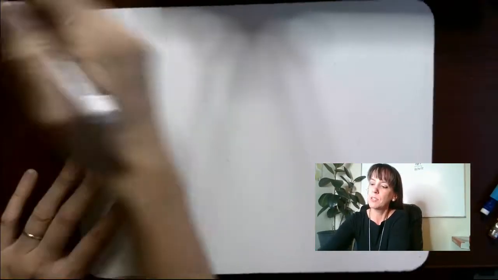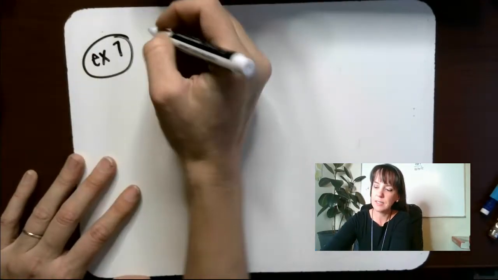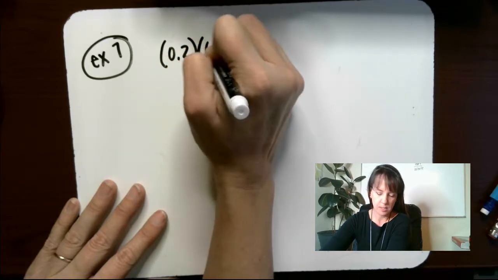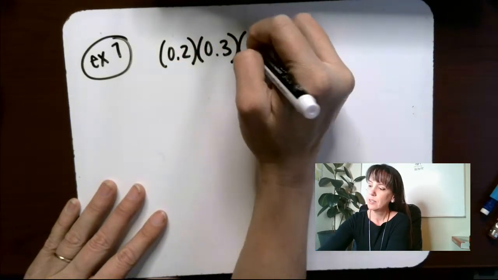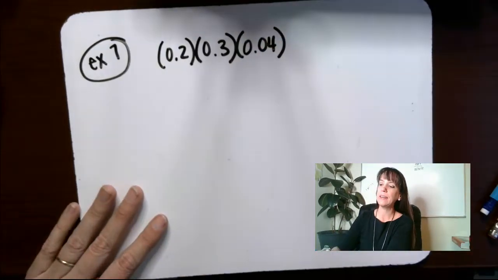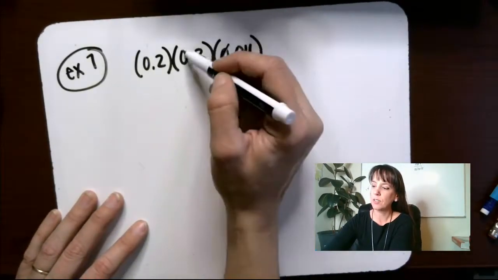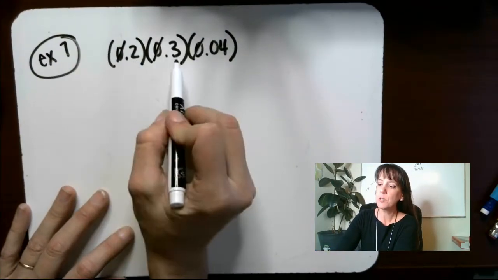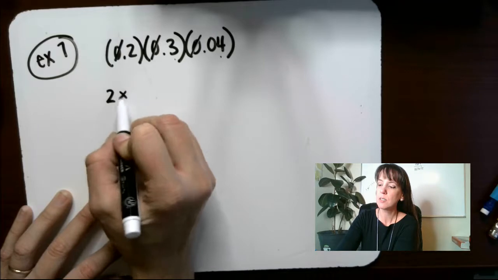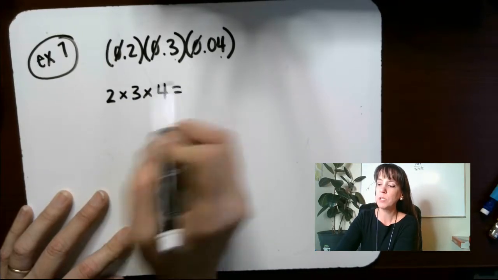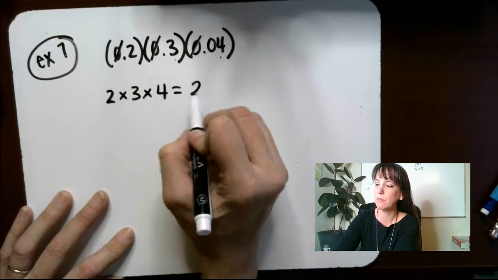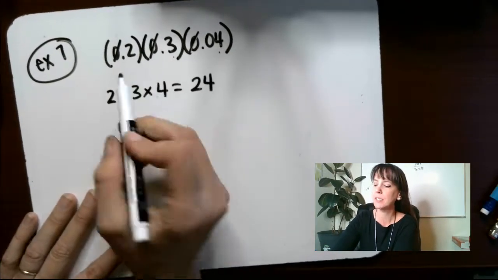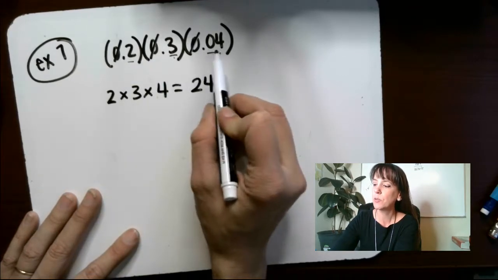Let's multiply. This is example number 7. We're going to multiply 0.2, 0.3, and 0.04. Again, we can disregard the zeros before those; they don't really matter. But what we do need to do is 2 times 3 times 4. Well, 2 times 3 we know is 6, times 4 is 24. So we get our answer of 24, but then we have to go back and count how many digits are behind decimals. 1, 2, 3, 4.